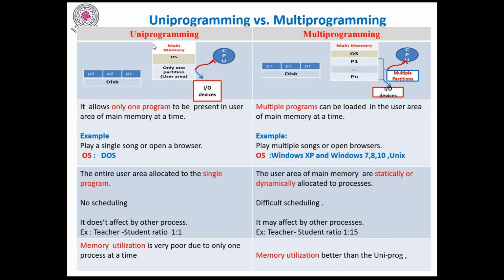Look at this picture. In uniprogramming, the main memory is divided into two partitions: one for the OS, the other for the user area. As per the definition of uniprogramming, the user area allows only one program at a time. It allows only one program to be present in the user area of main memory at a time.